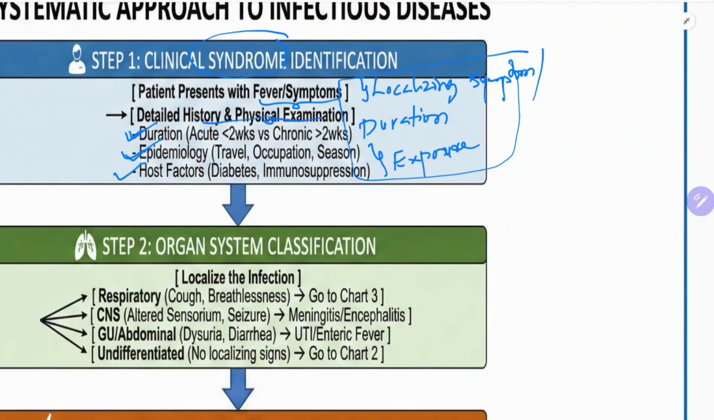Localize the infection. For example, if the patient has cough with breathlessness, that is fever with respiratory symptoms. If the patient has altered sensorium or seizure, that can be meningitis or encephalitis. That is known as fever with CNS symptoms. The patient may have dysuria or diarrhea. That is fever with genitourinary or abdominal symptoms. Undifferentiated fever is when the patient does not have any clinical localizing signs.